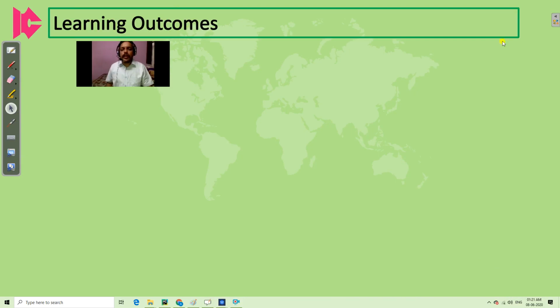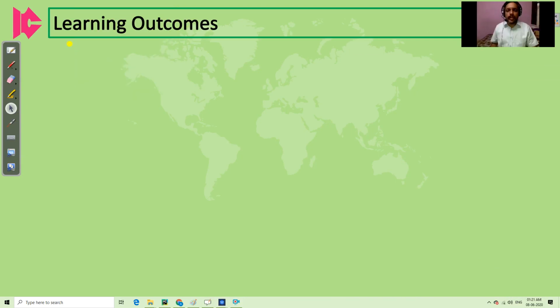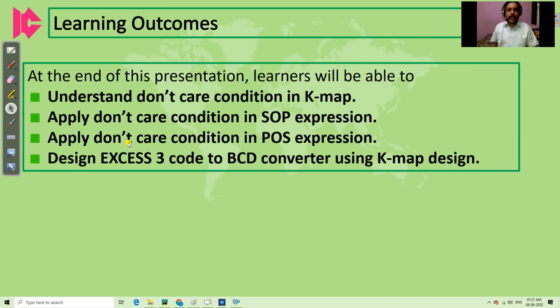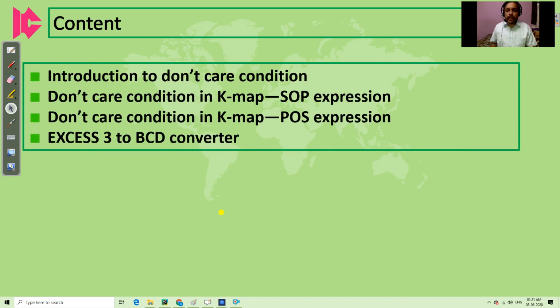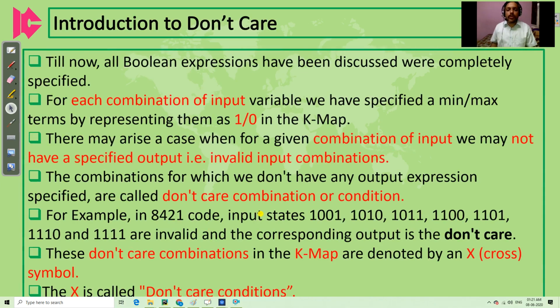So let's see what the learning outcomes for this session are. At the end of this presentation, the learner will be able to understand the don't care condition in the K-map, apply the don't care condition in the SOP expression, apply the don't care condition in the POS expression, and design an XS3 to BCD code converter using K-map design. The contents are: introduction to the don't care condition for K-map in SOP expression, don't care condition in K-map for POS expression, and XS3 to BCD code converter.